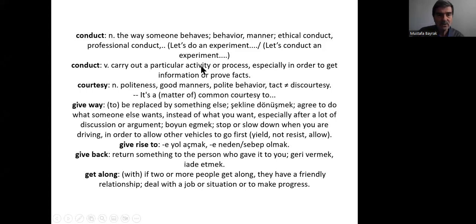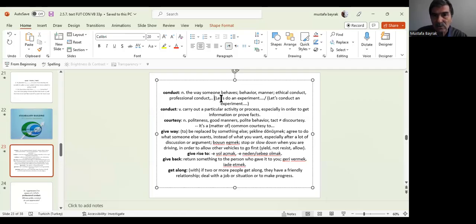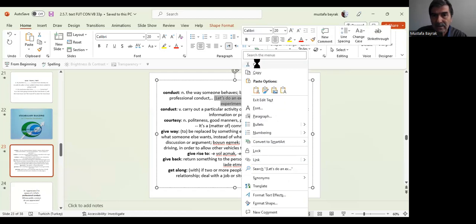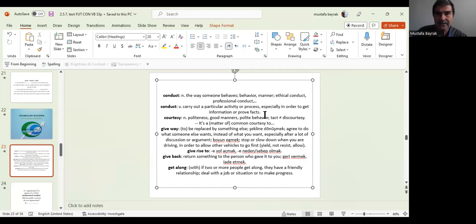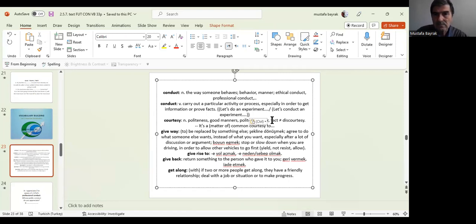Carry out this. I had to write it here. I must have written, yes, model perfect we use. I must have written it not here, but here as a verb. Yes, conduct an experiment, sorry. Okay, I think it's clear, yes.